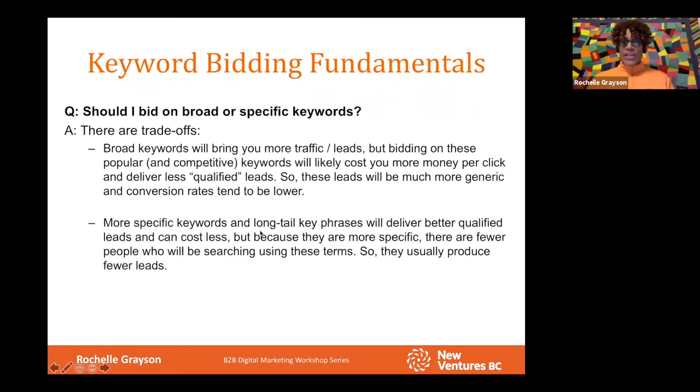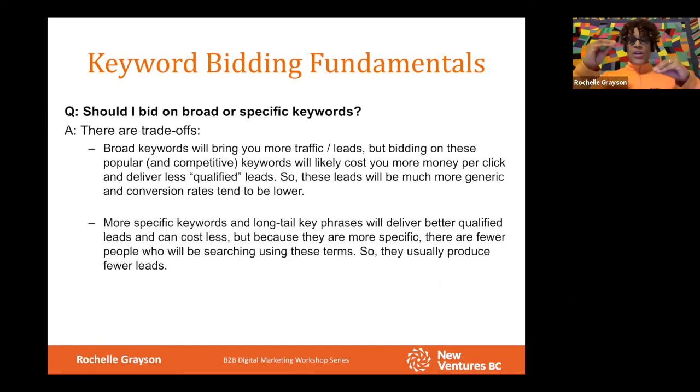More specific keywords, what we often call long tail key phrases, will deliver better qualified leads. So basically, the more words someone types in, the more they match what you have to offer, right? So that's a really good lead. But think of yourself: how many times do you type 5 different keywords that are very specific, right? There are going to be fewer people in general who search on all of those words. So they often produce fewer leads, the number of leads is going to be lower. But the leads that they do produce usually convert much more and you have a higher conversion rate.